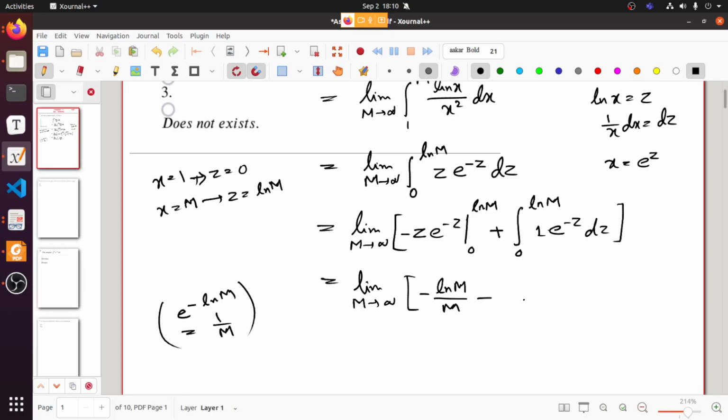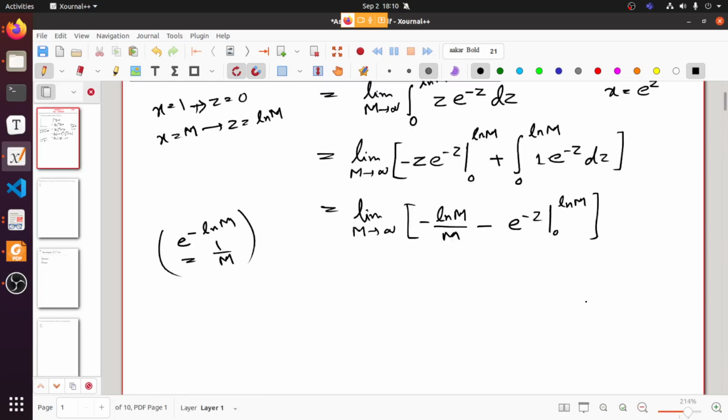If you do it again, it will be e to the power minus z. Now you have to evaluate from 0 to ln m. So the limit m tends to infinity of minus ln m by m, and if you put ln m here, it will be 1 by m, minus 1 by m, and if you put 0, it will be plus 1.